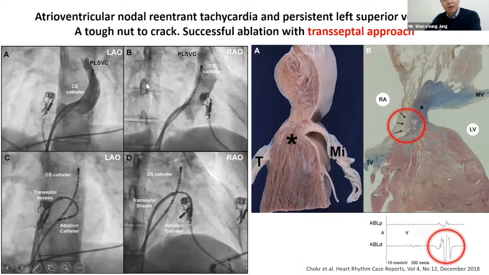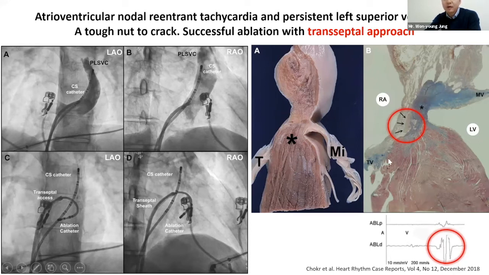from São Paulo in Brazil, they said if the right side approach fails, a left side approach with transseptal puncture could be an alternative option for slow pathway ablation. The ablation catheter is positioned at the left posterior septum site, especially targeting the small far-field atrial potential and large ventricular potential.